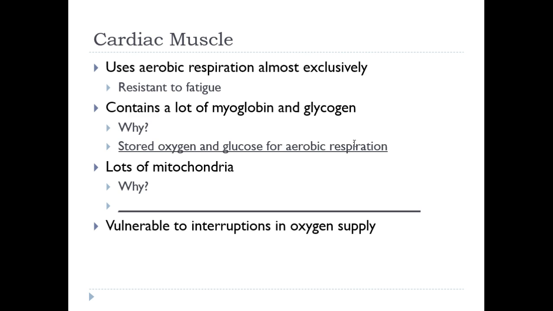Well, first, it contains a lot of myoglobin and glycogen. Myoglobin is the thing that holds oxygen together, and glycogen holds a bunch of sugar. So if we didn't have a lot of myoglobin and glycogen, the heart would get fatigued, it might not get enough oxygen, so they need to have the biggest stockpile of oxygen and the biggest stockpile of glucose, so that way we can keep beating. Everything else is just a luxury.